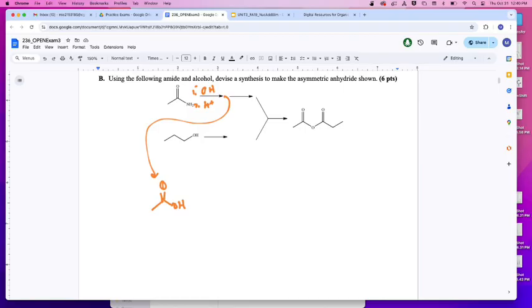I need to go up. And I can't go up to the anhydride. I have to go up beyond the anhydride to drop down into it. So what was beyond the anhydride? The acid halide. How do I get to the acid halide?